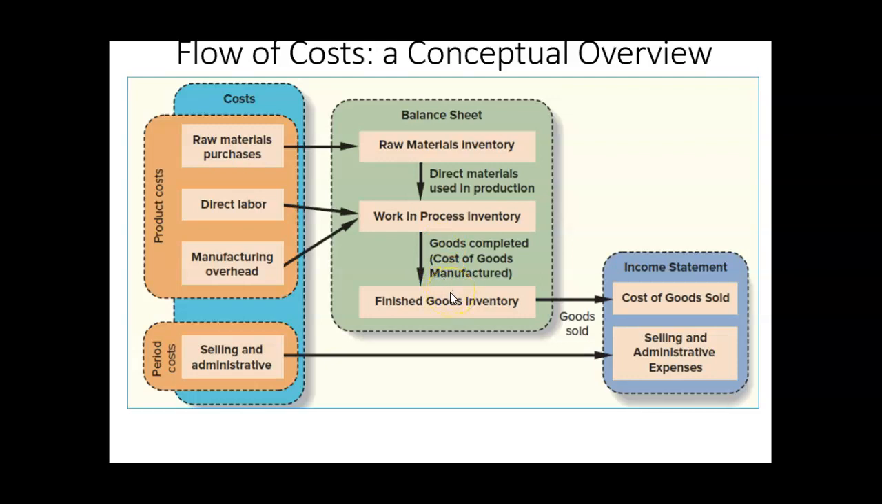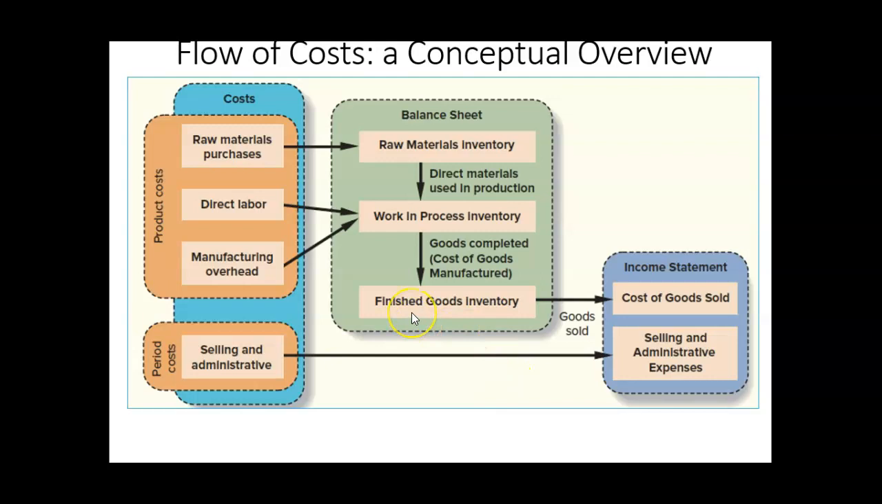And now once the goods have been completed, they're now ready to be sold to the customer. They go into a different inventory account known as the finished goods inventory. All three inventory accounts are shown on a statement known as a balance sheet. So if you're a manufacturing company, you would have these types of inventory accounts shown on your balance sheet.